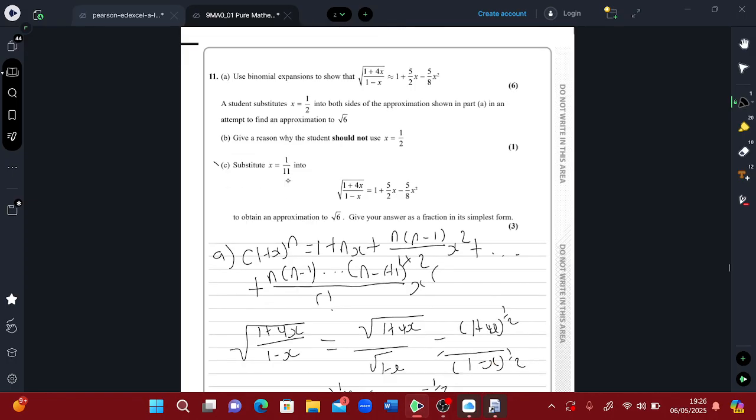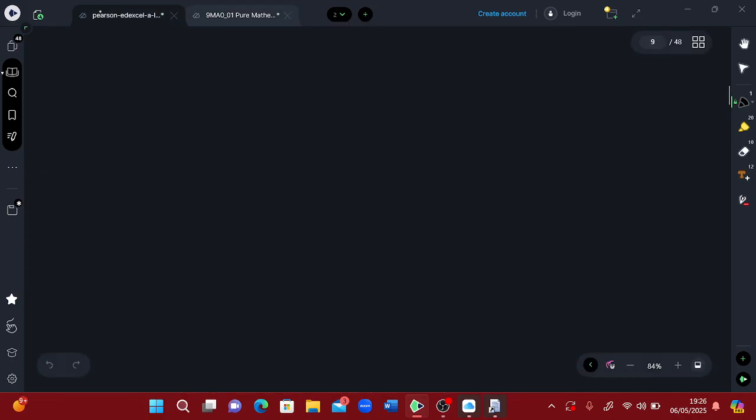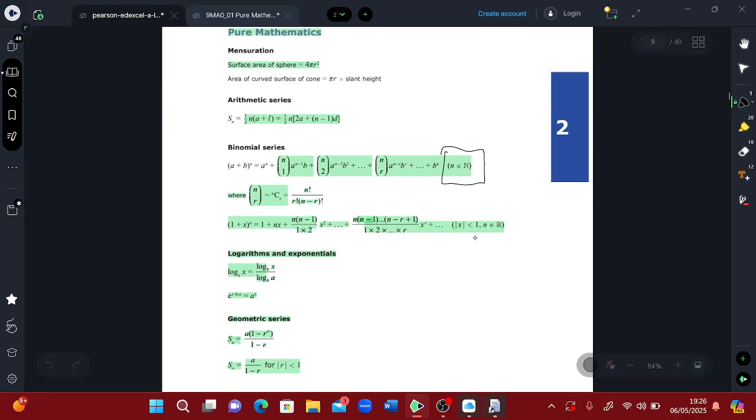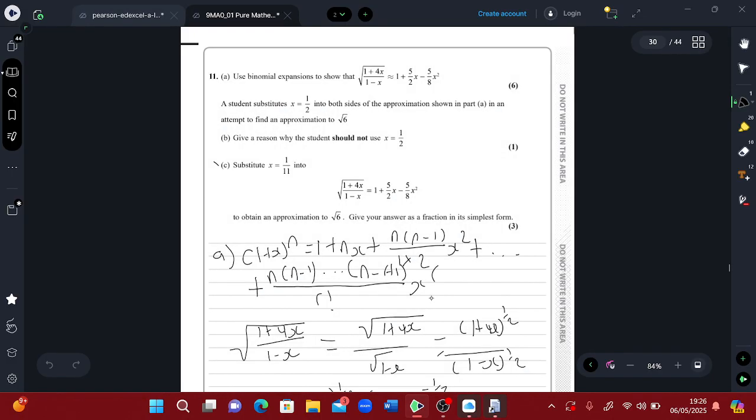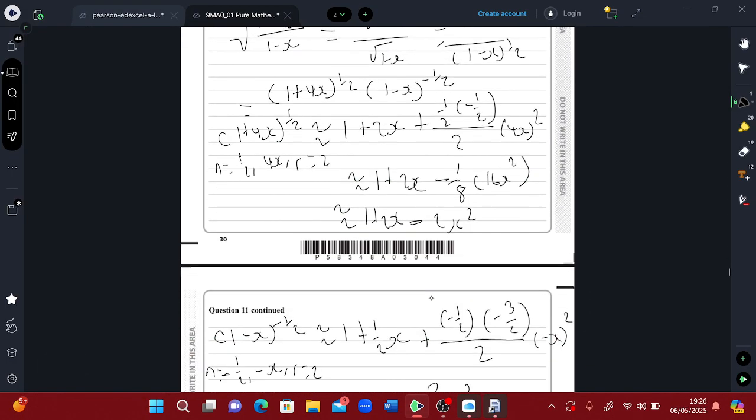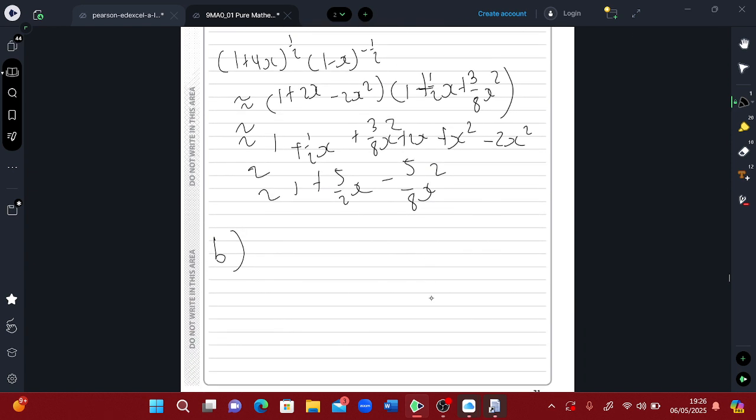Okay, so with these types of questions, they really want you to consider the validity. So this is why I said in the formula book, pay attention to this bit in the bracket. You can only use this formula when this holds true. So mod x is less than 1. n is a real number, well, n's a real number because it's a fraction. But mod of 4x has to be less than 1, and mod of minus x has to be less than 1.